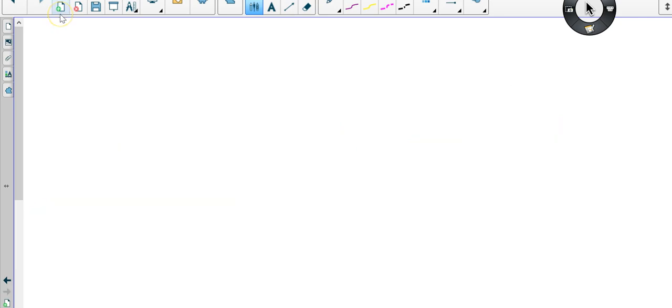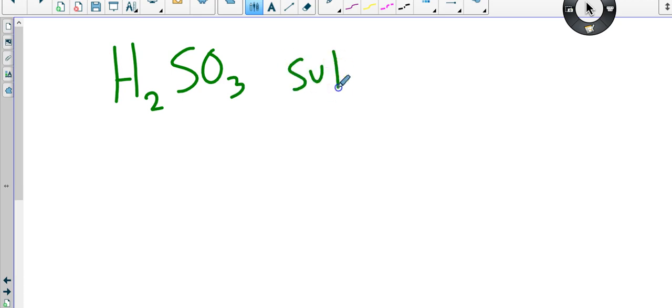Okay, so another polyatomic ion, let's do sulfite. So H2SO3. Sulfite has a 2- charge, that's finding 2 hydrogens. This is sulfite. Drop the I, make it ous. Sulfurous acid.